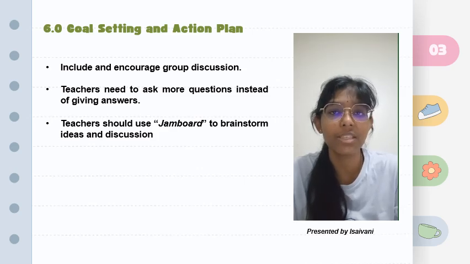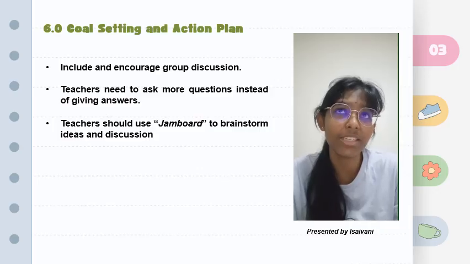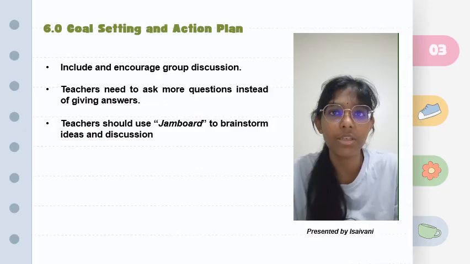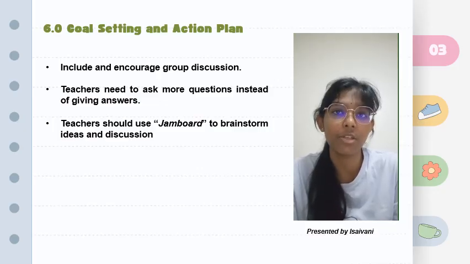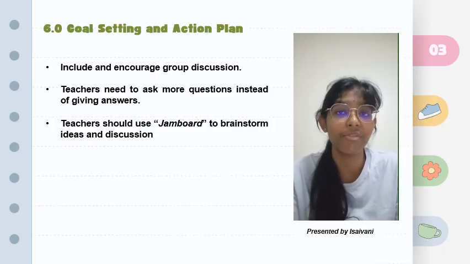The second one is that the teacher needs to ask more questions instead of giving answers. We didn't ask many questions, but we guided them a lot. So in future teaching, we want it to be student-guided learning, so the students find their own answers and discuss with their friends.